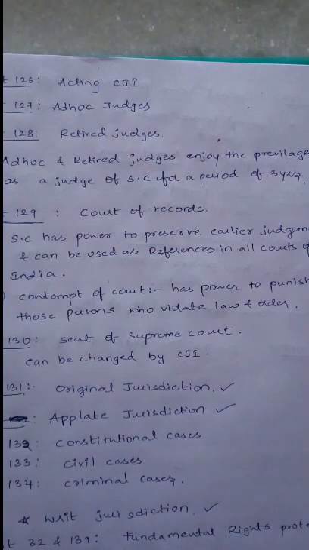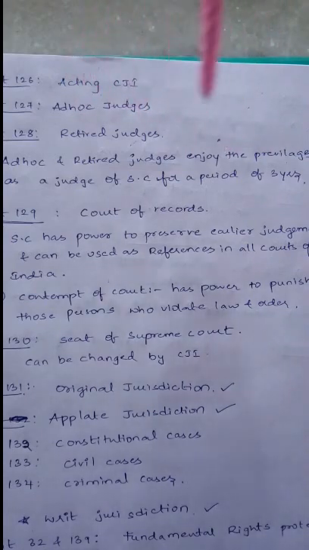Ad hoc judges are appointed when the Supreme Court does not have full strength to take up its session. Then the Supreme Court would elect one person as an ad hoc judge for a temporary period. Article 128 deals with retired judges. Any retired judge of the Supreme Court can be taken as a judge of the Supreme Court for a temporary period. He also enjoys all the privileges of a judge, and ad hoc judges and retired judges enjoy the privileges of all the judges for a period of 3 years.